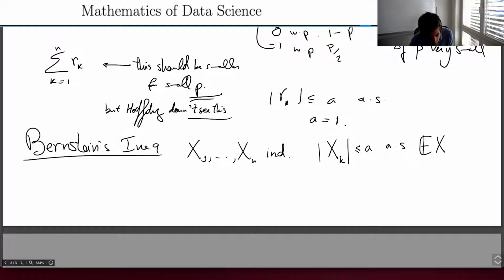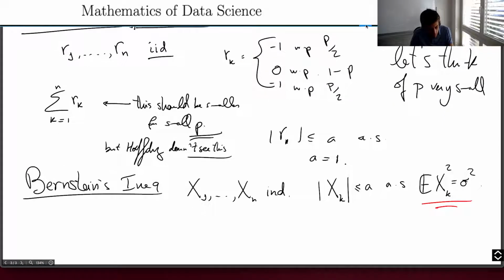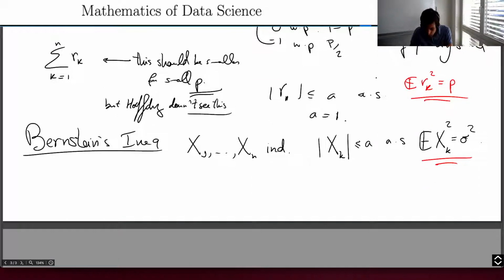it takes into account the variance of the random variables. Let's say that this is equal to sigma square. The point is that it's taking into account another ingredient that Hoeffding doesn't. In particular, if you look at the variance of Rk, the expected value of one of these Rk square, this is p. So it's seeing p, while Hoeffding could have never seen it.